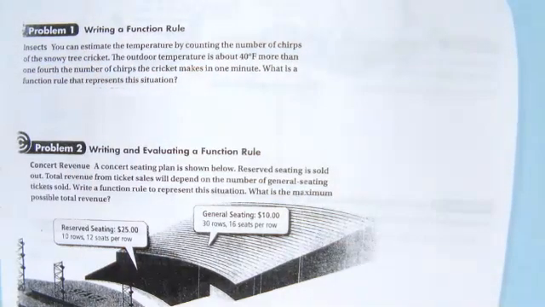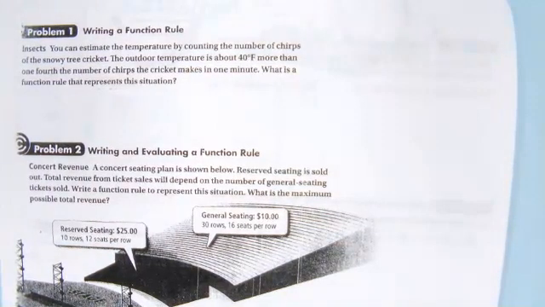You can estimate the temperature outside by counting the number of chirps of the snowy tree cricket. We can look that up later. The outdoor temperature is about 40 degrees Fahrenheit more than 1/4 the number of chirps the cricket makes in 1 minute. So, what is a function rule that represents this situation? All right, so you have to make that. Basically, we don't want any words. We only want equal signs, times signs, addition signs, and variables and numbers. That's it. So, what do you think is important here?